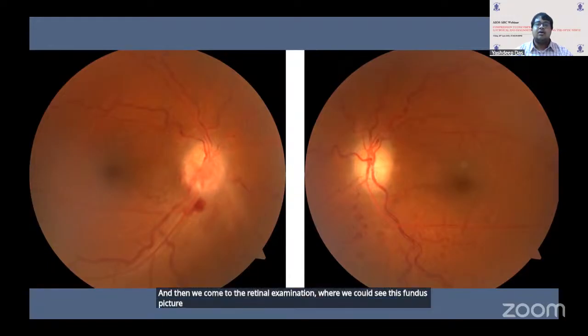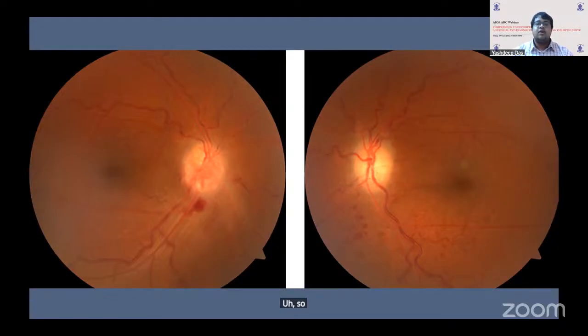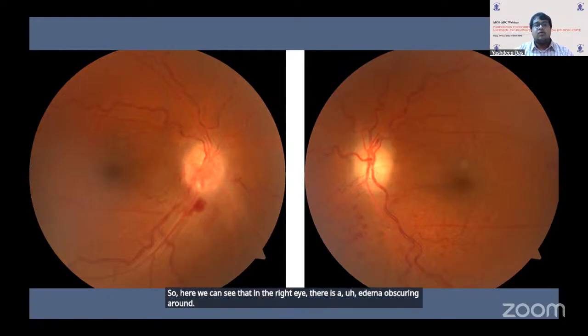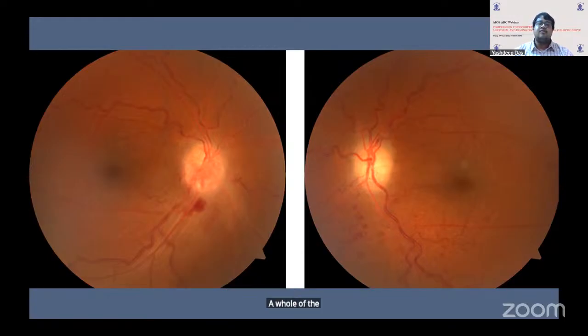Basically, it was a case of bilateral papilledema that we could see. Here we can see that in the right eye there is edema obscuring the whole of the disc, with just the superior part of it not obscured.